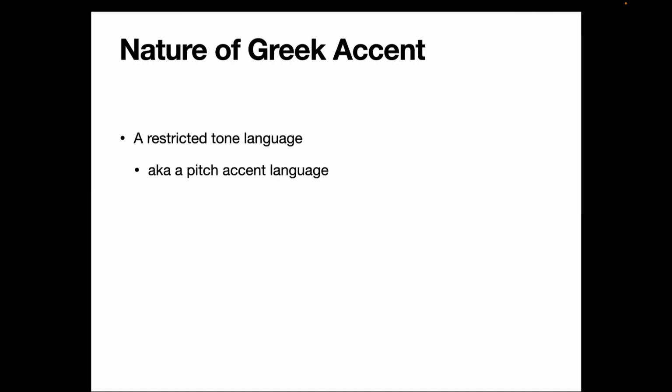So now we need to figure out what accent is in Greek. Ancient Greek was a restricted tone language, which is sometimes called a pitch accent language. And that means that it used tonal information as its accent. And lots of languages do that around the world. It's a very common thing. But restricted tone languages don't allow you to use tone freely. You can't assign a bunch of tones to different syllables. Instead, it's at a word level.